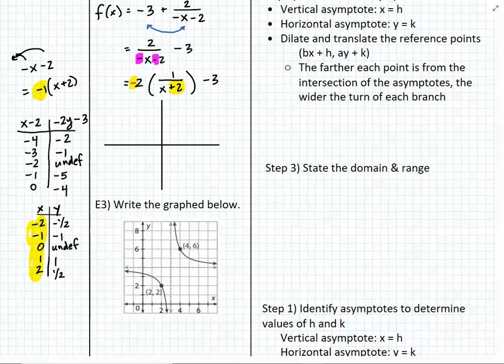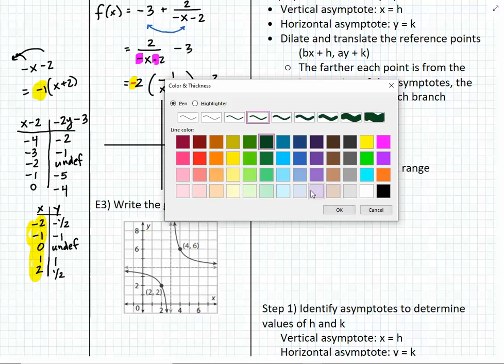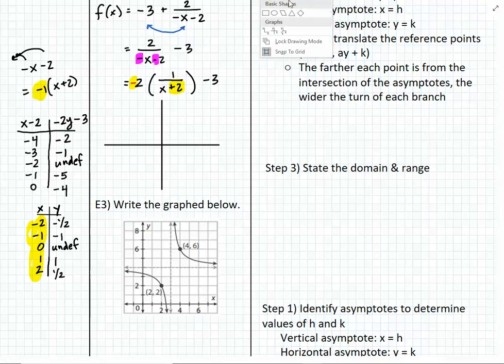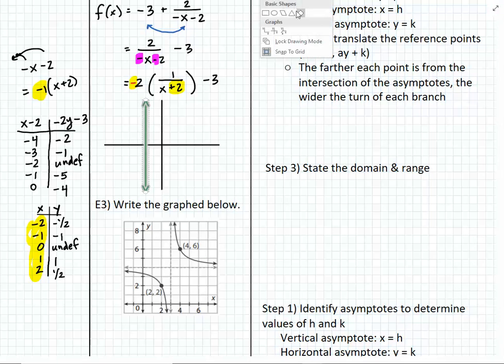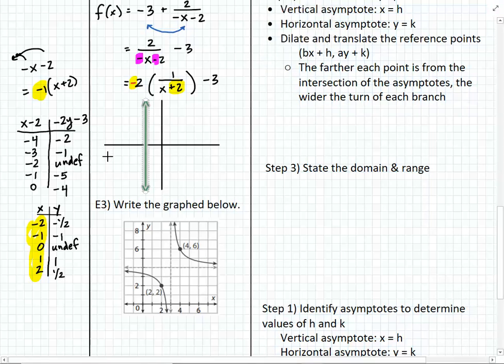All right, let's hook up the asymptotes first. Got h was -2, and k is -3. Oops. And we make those dashed lines because they're not part of the graph.